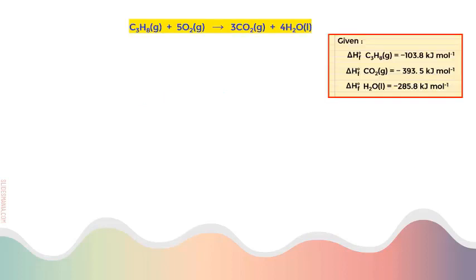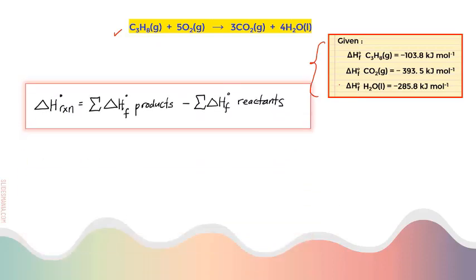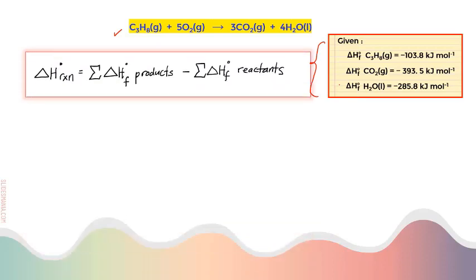We have to use the balanced chemical equation and all this information given. By using this relationship, first, we are looking for the sum of the standard enthalpy of formation of the products. We have carbon dioxide gas and liquid water as the products. In the balanced equation, the coefficient for carbon dioxide gas is 3. So, the value of the standard enthalpy of formation of carbon dioxide gas is multiplied by 3.